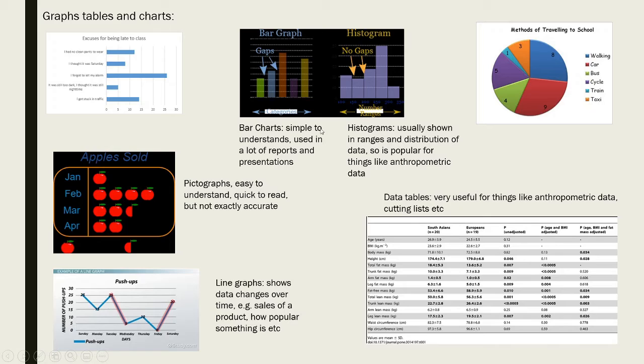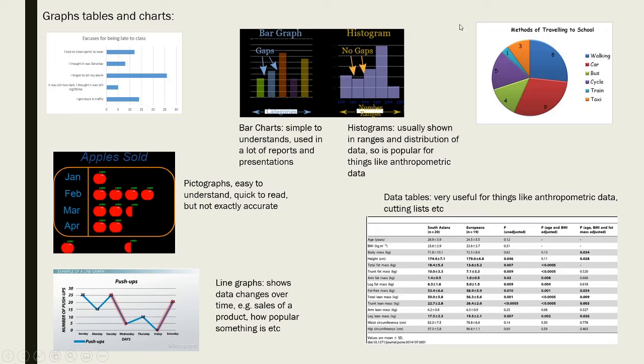Again, talk about bar charts, really simple to use. It's important to note bar graphs have the gaps, which you see over here. Histograms are very, very similar, except there are no gaps. They're usually shown as a range of distribution of data. So again, this is very popular for things like anthropometric data.